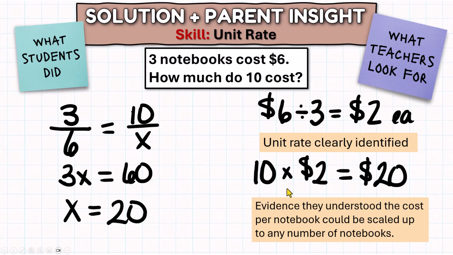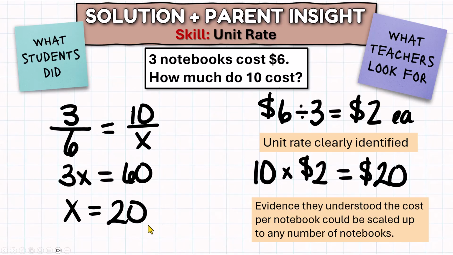And this line is evidence to the teacher that the student understood that when you find the cost per unit, you can use that cost per unit to scale up and buy as many as you need. So even though these answers are the same, this one does not tell the teacher that they really understand what they're doing.